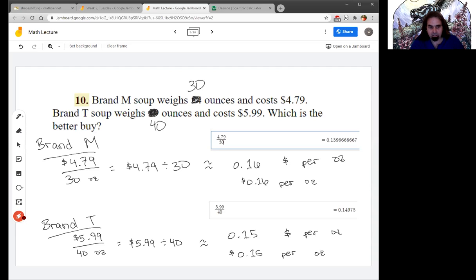In any case, if you buy an ounce of it, this one's cheaper, so it's the better buy. Either way, we pick brand T. We just reason a little differently.